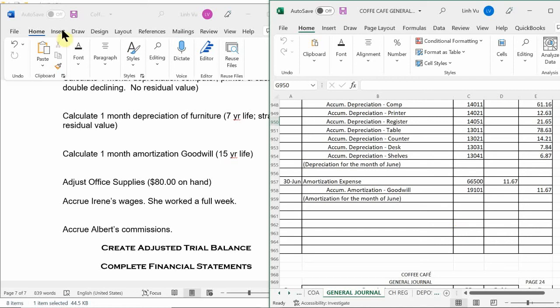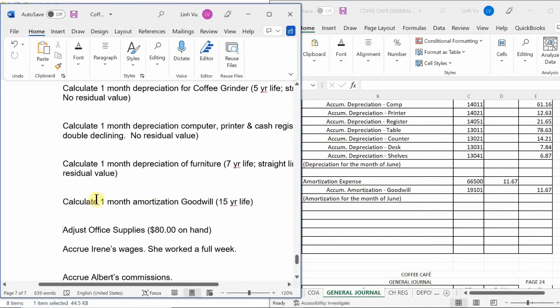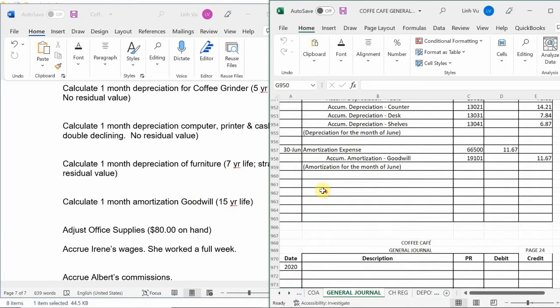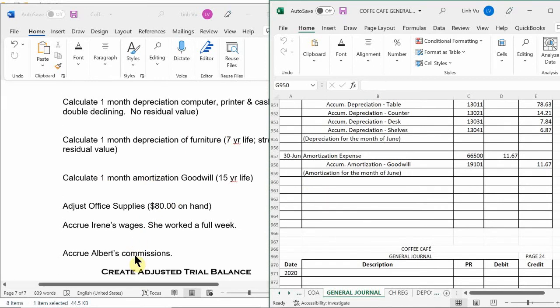All right, so we have 3 more things left to do in our adjustments, okay? Because here the last thing that we did was the amortization for 1 month for the goodwill. We've already done that, okay? So now we need to complete these last 3 things. So we need to adjust the office supplies. We have $80 left on hand, okay?